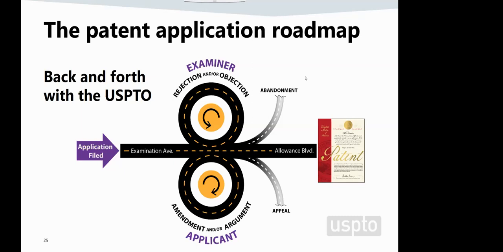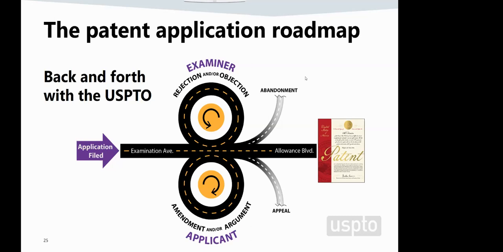Okay, so you've put your application together, you filed it. Now it's in the hands of your patent examiner. The job of the patent examiner is to take your written application, scour your drawings, your written description, look at your claims, and again to see if that invention has been done before. If what you're claiming as your invention has been done before, the examiner spends a lot of their time doing a search for prior art.